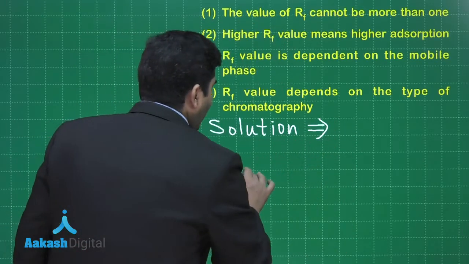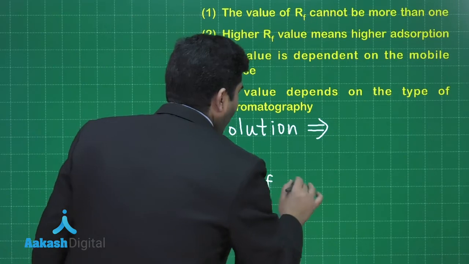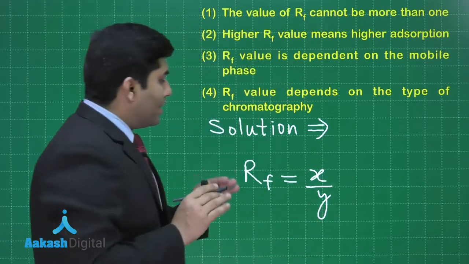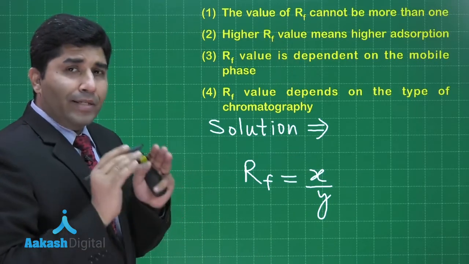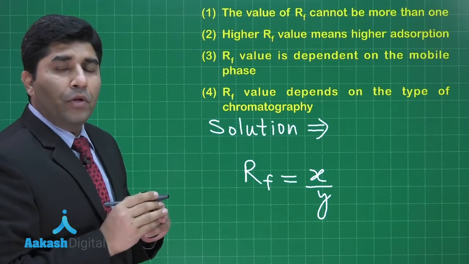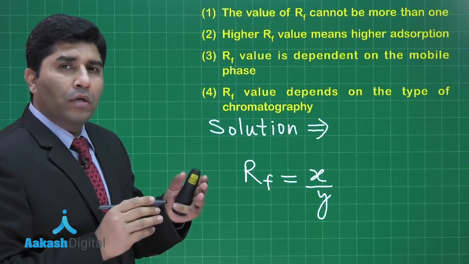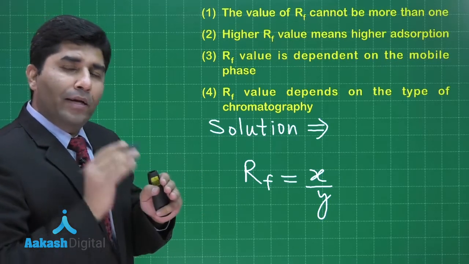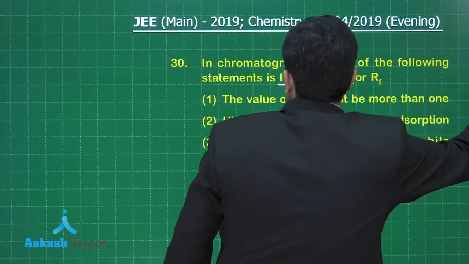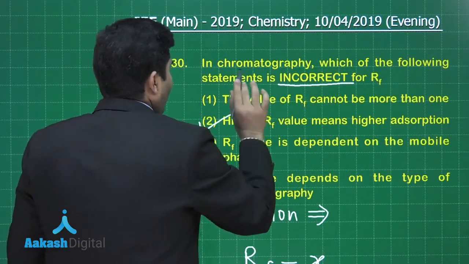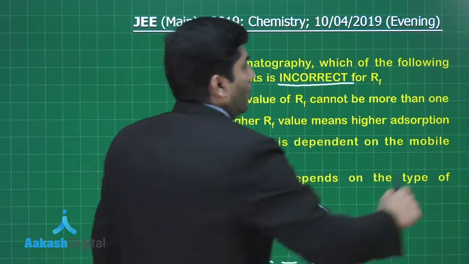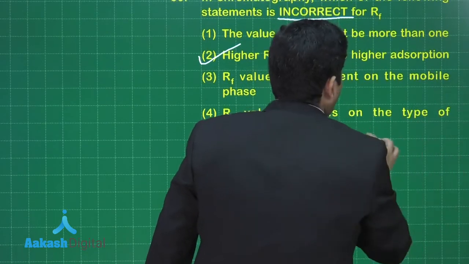in paper chromatography we find RF value and that is equal to x upon y. Now x is the distance traveled by the substance and y is the distance traveled by the solvent. So if adsorption is more, then the distance traveled will be less. Therefore, we can say that the second option is incorrect, and that will be our answer.